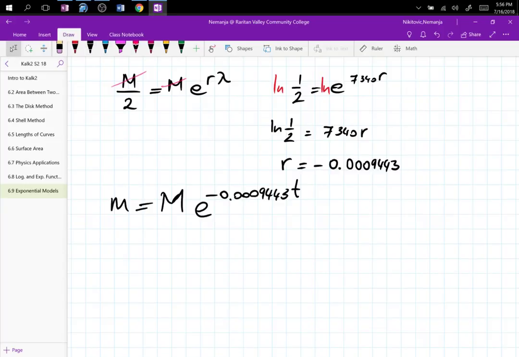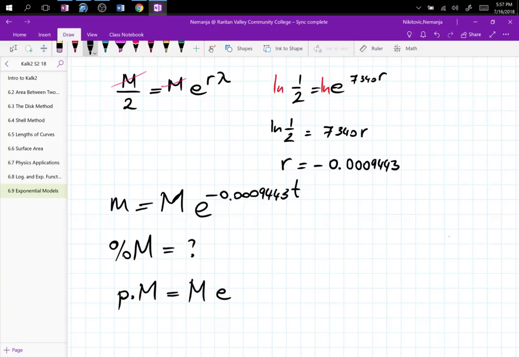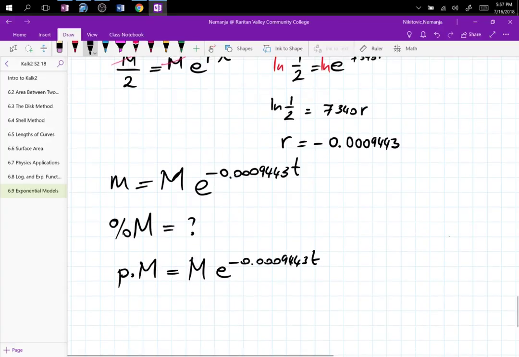Now, I want to know what percent of original mass is left. Let's call that percent little p, times the original amount m, e to the negative 0.0009443t. These m's are going to cancel, always. And we're going to ln both sides.